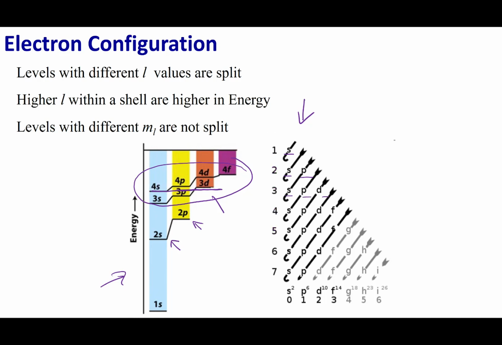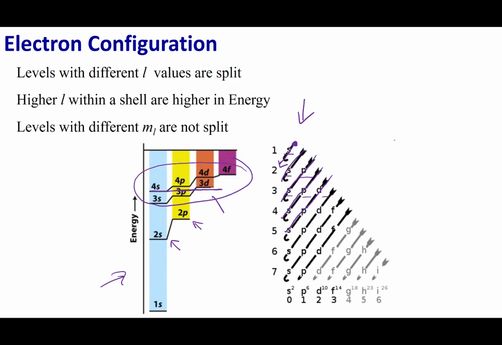Now, once you fill out all these lines, you start from the right-hand corner and work your way diagonally down. So you fill the 1s, and after you fill the 1s, you fill the 2s, the 2p, the 3s, the 3p, the 4s, the 3d, the 4p, the 5s, and so forth.